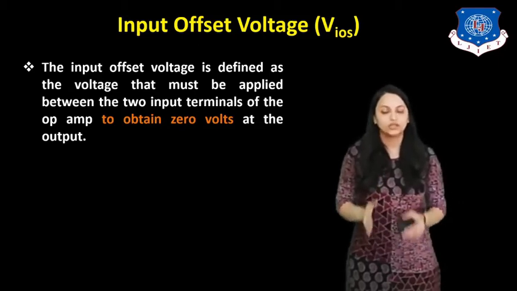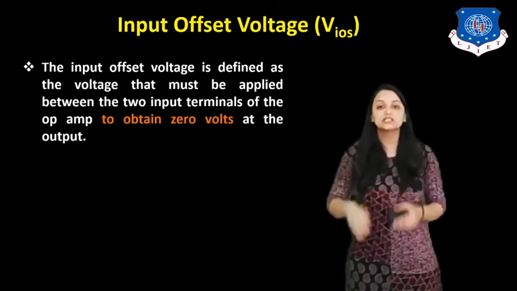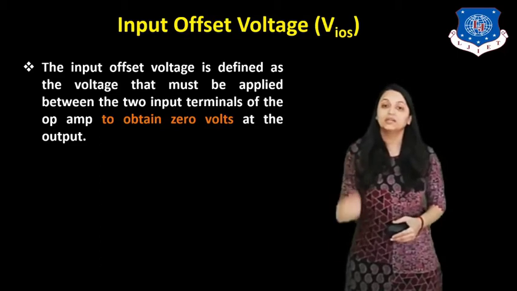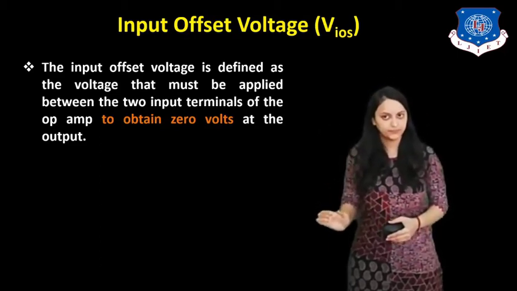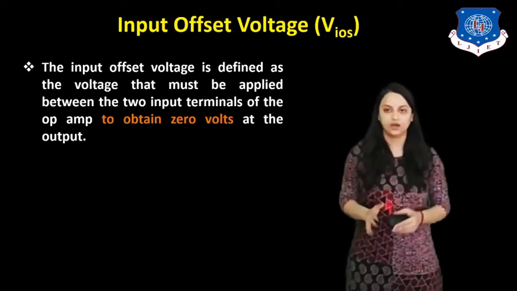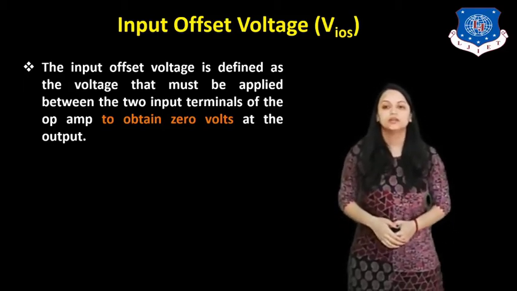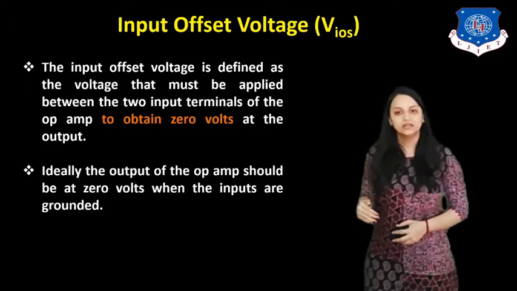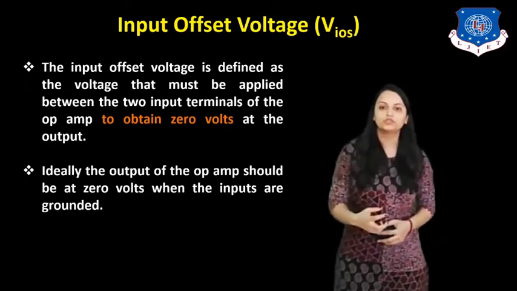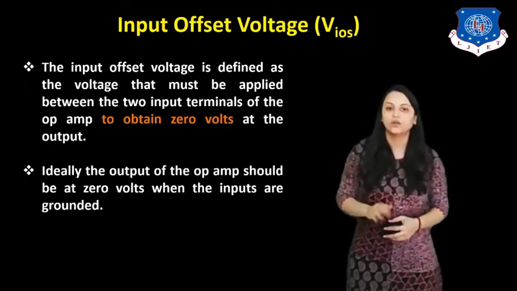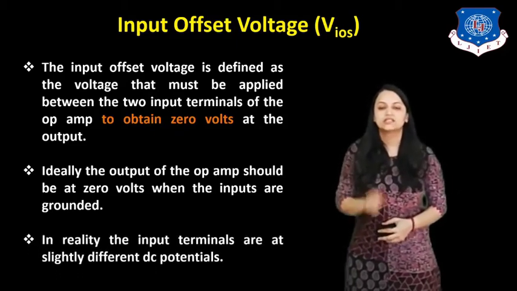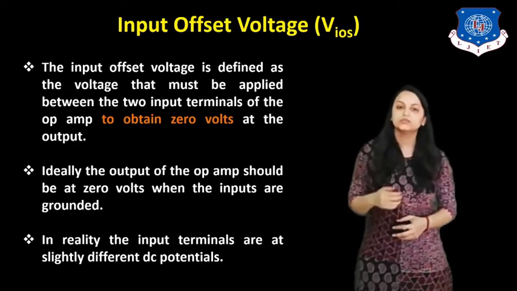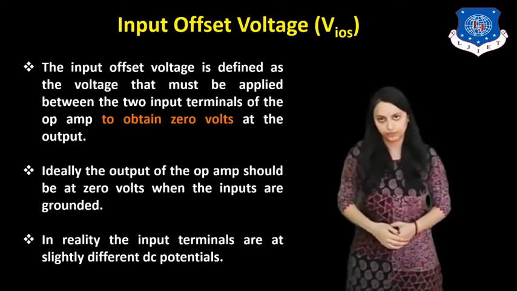So in short, the input offset voltage is the voltage that must be applied between the two input terminals of the op-amp to obtain 0 volts at the output side. Okay? Ideally, we know that the output of the op-amp should be 0 when inputs are grounded. In reality, the input terminals are at slightly different DC potential. Because of that, we are getting some output.